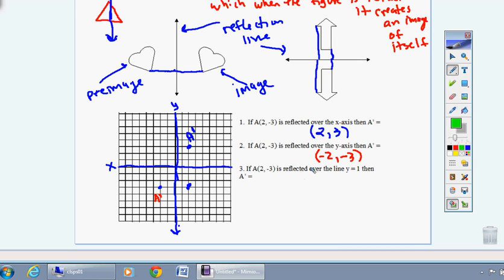Alright, what does problem 3 ask? Problem 3 says if A is the point 2, negative 3, so we're still sticking with our original point right here, is reflected, but now it says if it's reflected over the line y equals 1. Okay, so we have to go back to algebra. Our line y equals 1 would be, remember, you go up 1, and it would be right here.